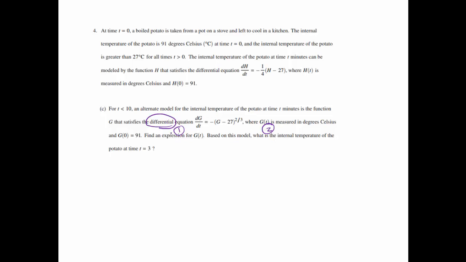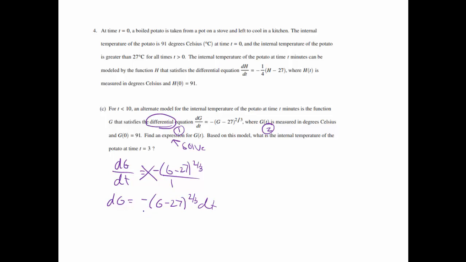Okay, find an expression. It doesn't say to find an equation of the tangent line. When it says to find an expression, it's really meaning to solve. So I see it's to solve a differential equation. When we solve a differential equation, hopefully it's just buzzing in your ears right now, to cross multiply. So I'm going to put a 1 under there. I'm going to cross multiply. So I am going to get dg equals negative (g minus 27) to the 2/3 dt.